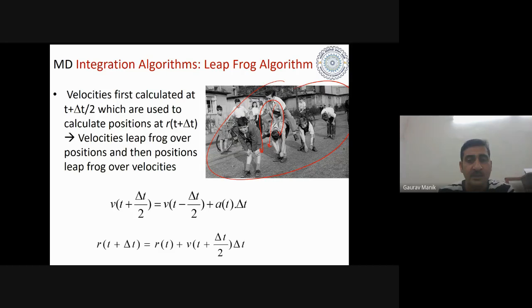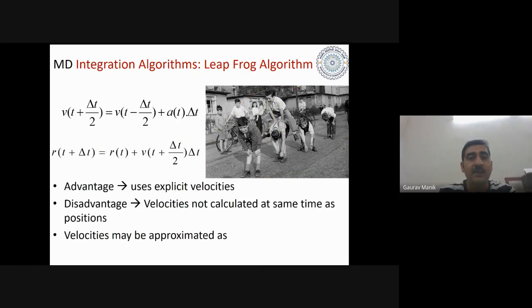And what you do is you find out the velocities at t plus delta t by 2, which is half the time step, using the velocity at t minus delta t by 2. And you find out the position using this velocity. So once you find this half time velocity, you can find the positions. Now, this uses explicit velocities.